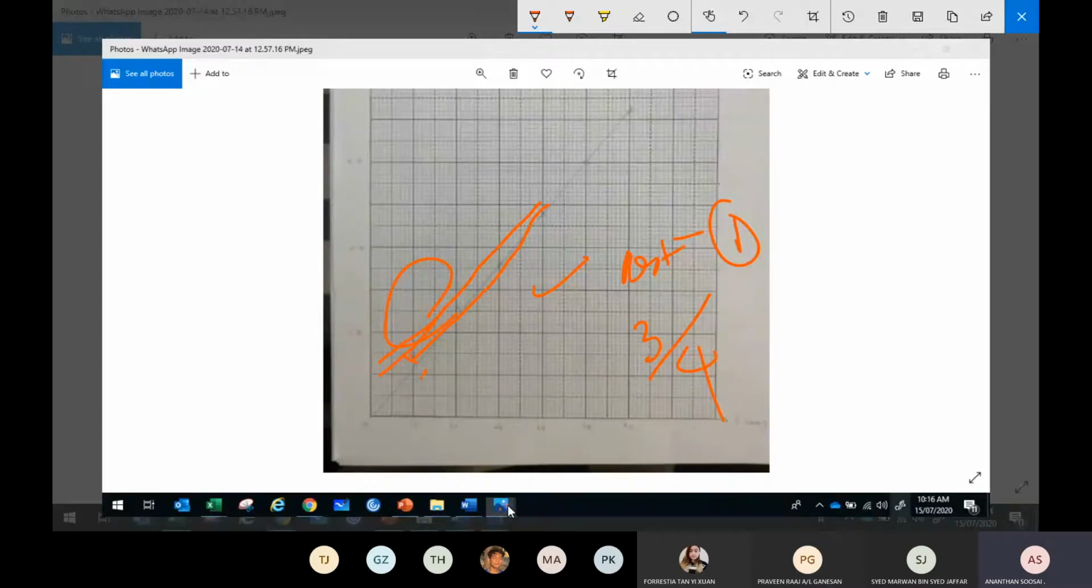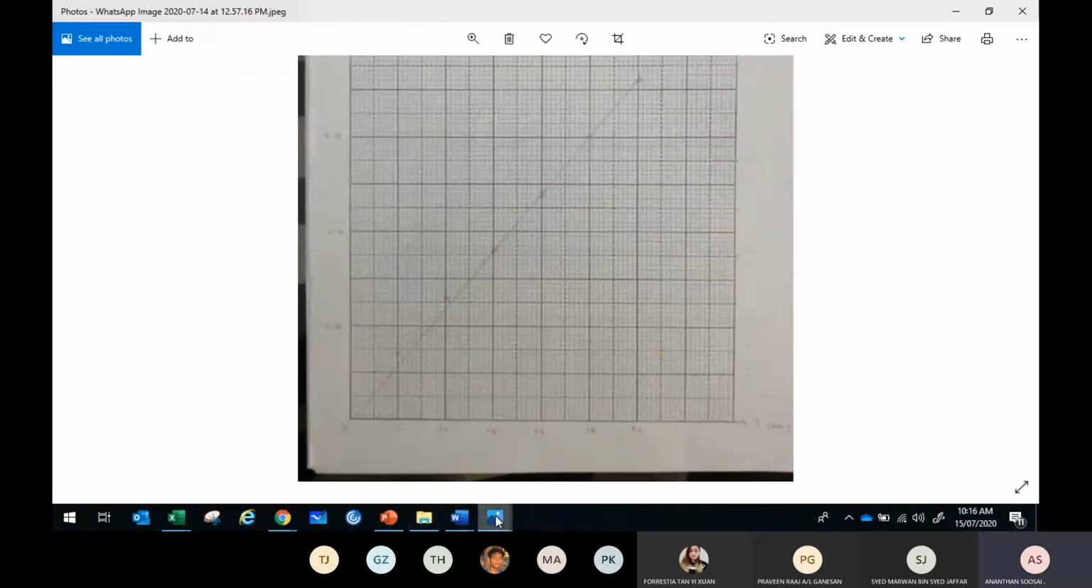Okay, this is how it goes. I hope you can evaluate with others. Let me check more graphs.